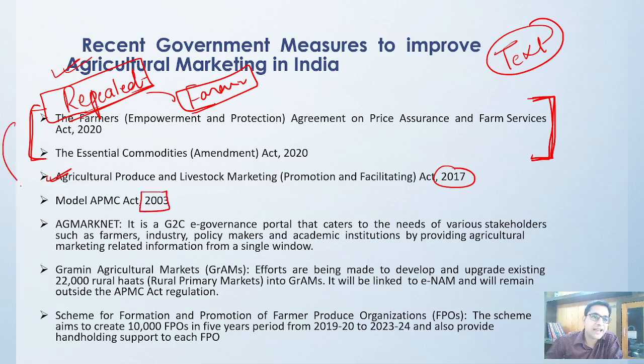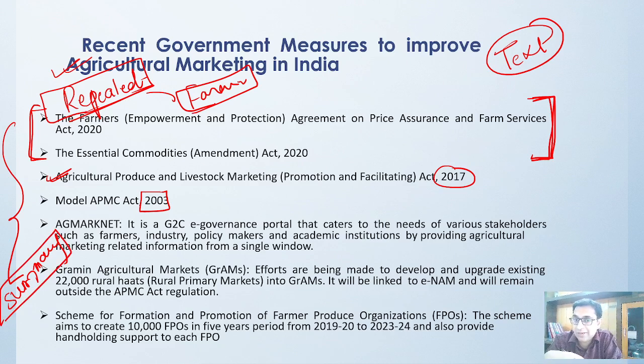So this is like your summary document that I am giving, like if you wanted to go on fast, if a question related to agriculture marketing came, what points can I put during that examination. So you can write all these things: Essential Commodity Act, Agriculture Produce and Livestock Marketing 2017, APMC Act.